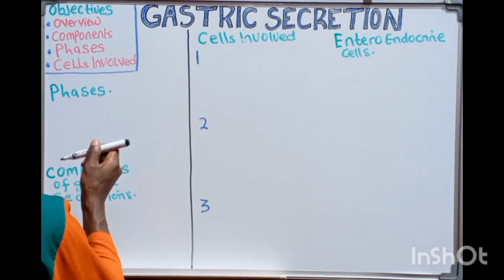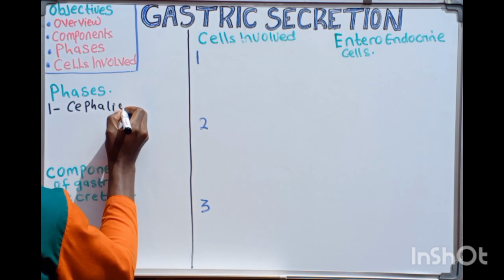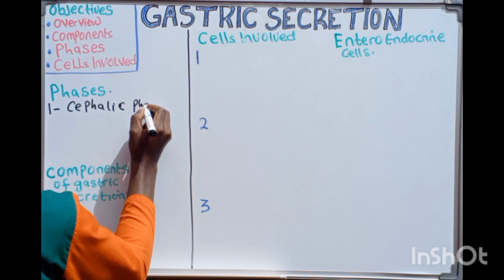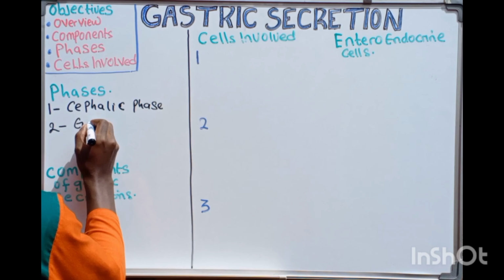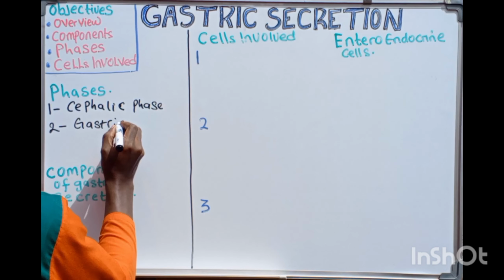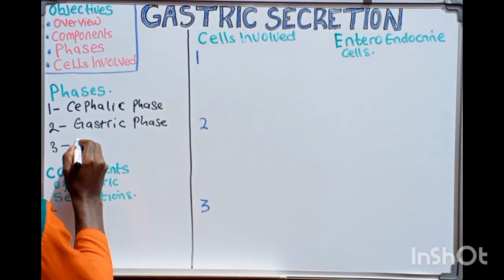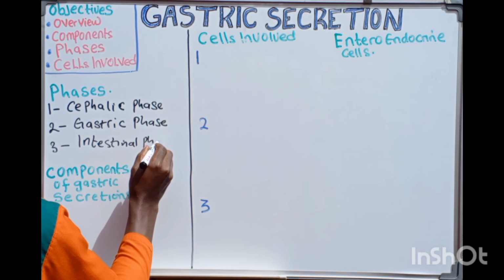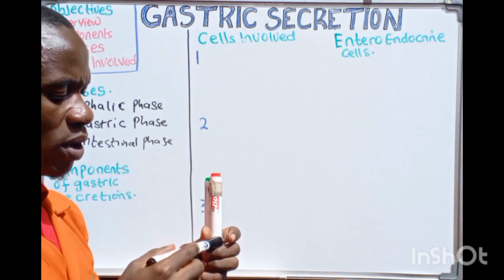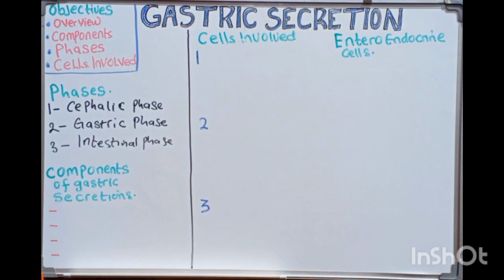The first phase is the cephalic phase. The second one is the gastric phase. And the last one is the intestinal phase. Meaning that we have gastric secretions being produced in three phases: cephalic, gastric, and also the intestinal phase.